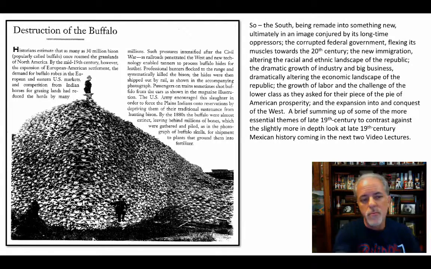You can read over this thing here about the destruction of the buffalo alongside this awe-inspiring, very famous photograph of this mountain of buffalo skulls. Pretty astonishing. Anyway, see you soon.